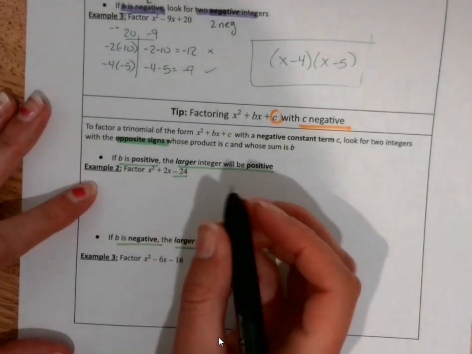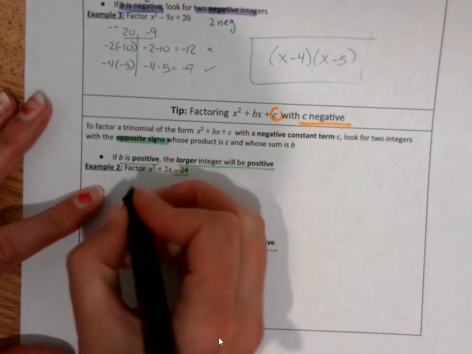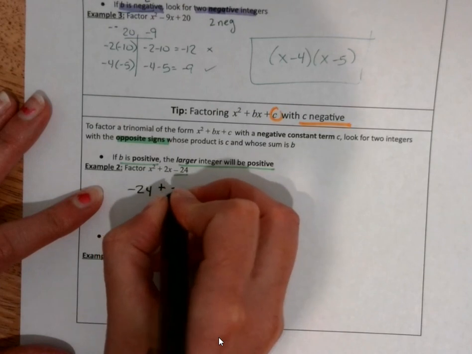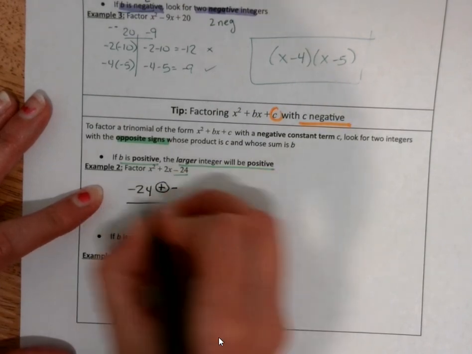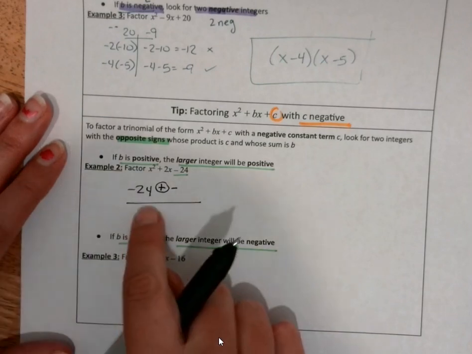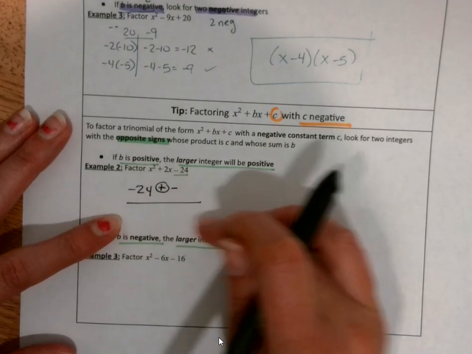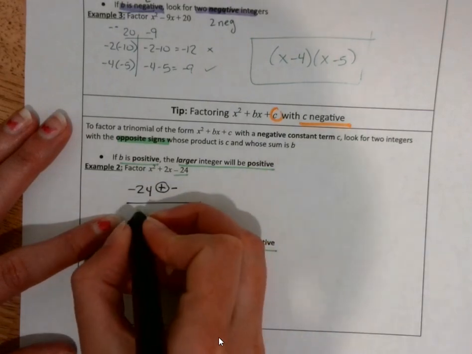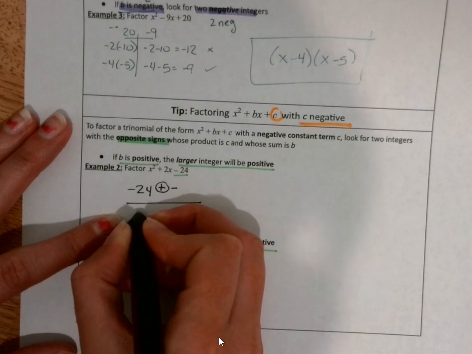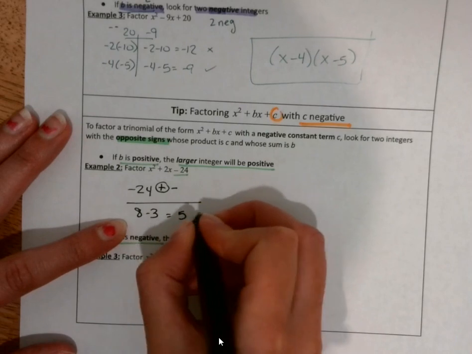Alright, so for this one, I'm just going to do my chart a teeny bit differently. This is actually how I usually do it. So I have negative 24, and I know I need one positive, one negative with a larger positive this time, because I have a middle term that's positive. Now I'm going to do my numbers that go into 24, and I'm just going to add them and put the solution over here. So let's see, how about 3 and 8? Larger positive, so we'll do 8 minus 3, which is 5, and that didn't work.